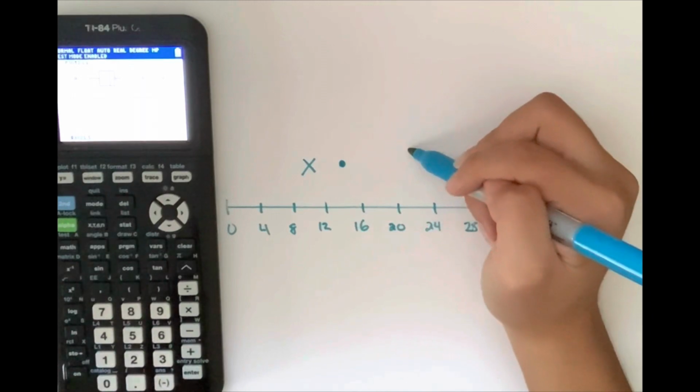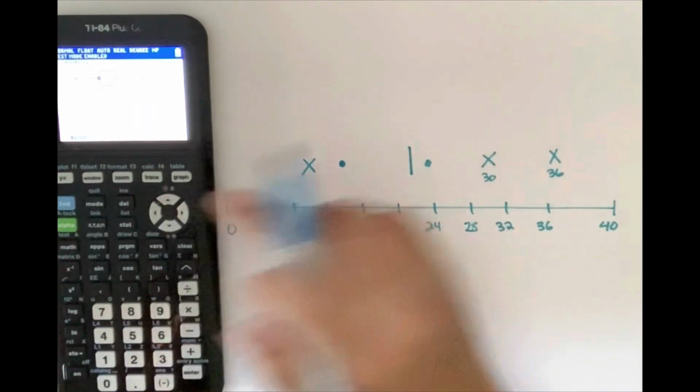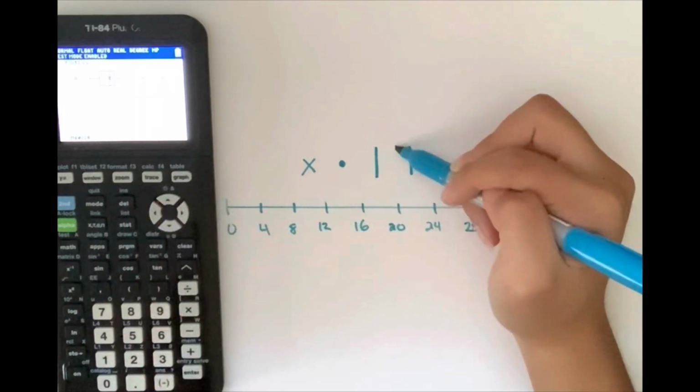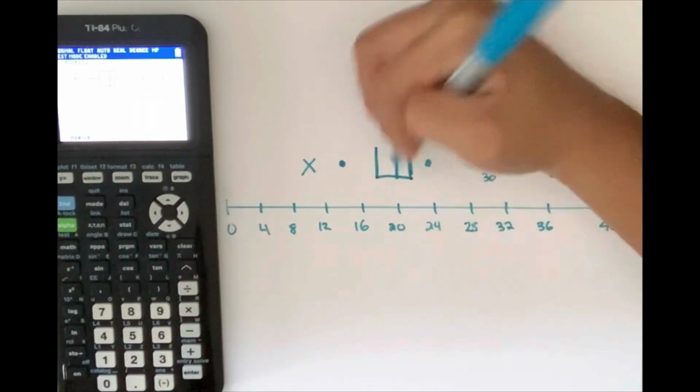Next, locate your median, first and third quartile with lines. Connect them to create a box. Connect the box to the ends of the dots to finish your box plot.